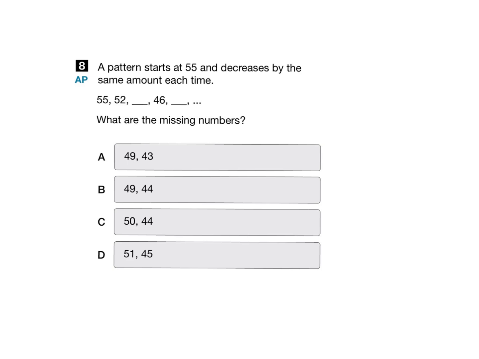This question is an application question. It says, a pattern starts at 55, so it's starting at 55, and it's decreasing by the same amount each time. Every single time it decreases by the same amount. What does the word decreases mean? It means to go down. Excellent. So would the numbers be getting larger or smaller? Smaller. Good.